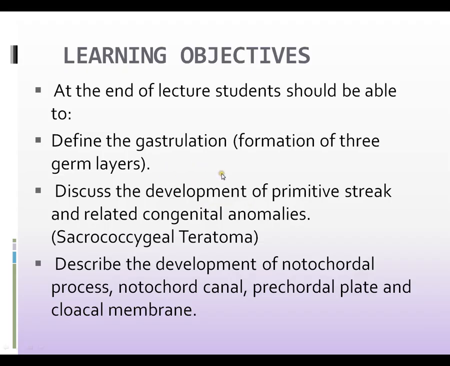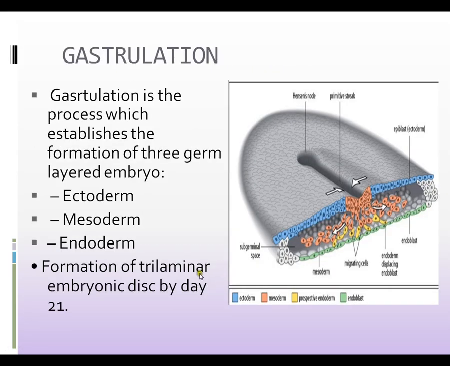You should be able to define the gastrula. We will discuss the development of the primitive streak and the congenital anomaly associated with this primitive streak, that is the sacrococcygeal teratoma. You should be able to describe the developmental process of notochord formation.